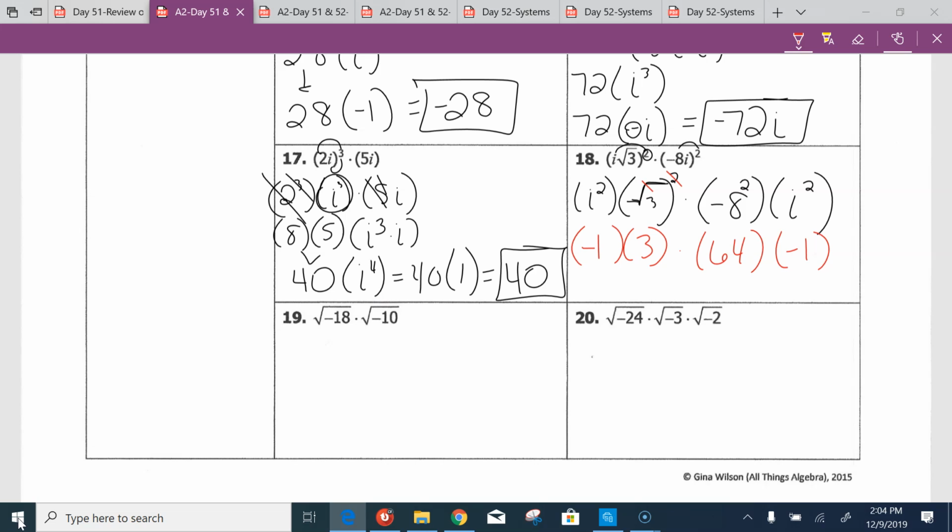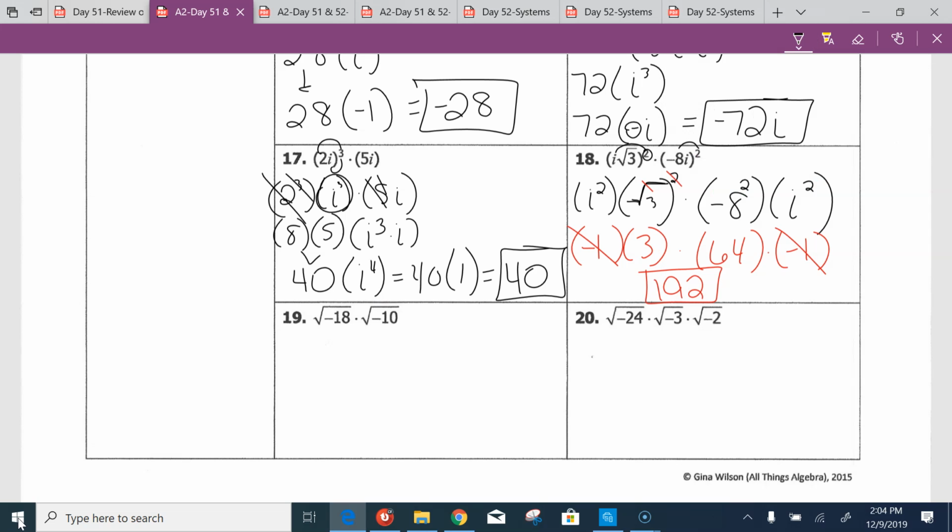So now I multiply all my numbers. -1 times -1 is a +1. 64 times 3 ends up being 192. So there is no letter i in my final answer here because the i's turn to -1s, which then turn to a +1, which then kind of just filtered out.